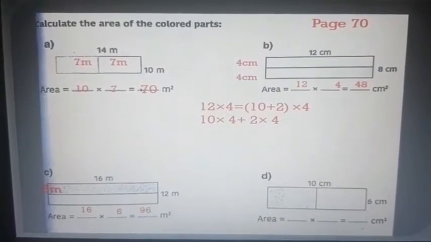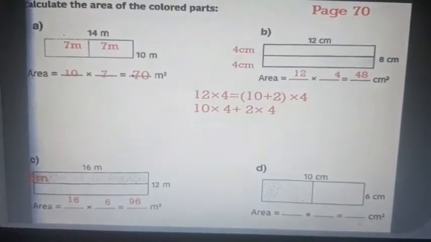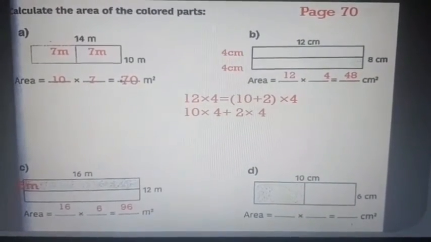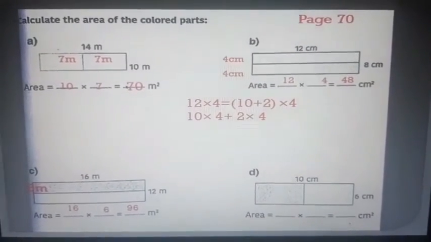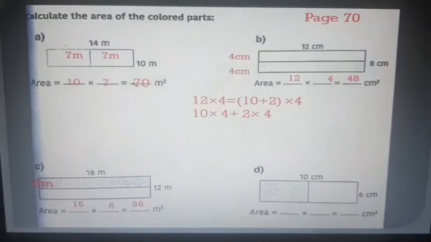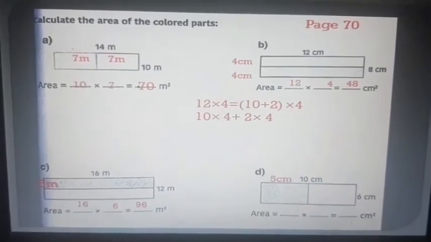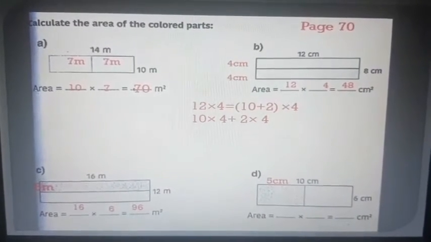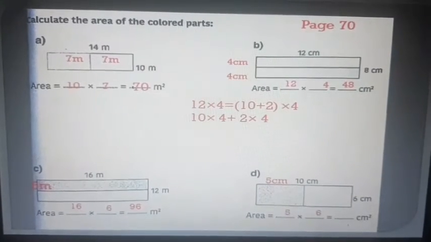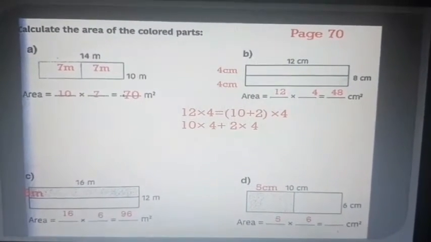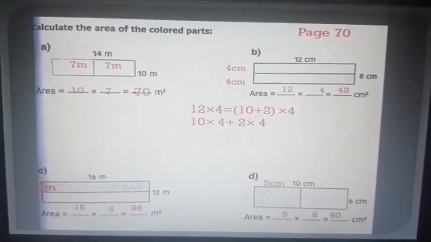Letter D, here he divided what? The length or the width? Yes, the length. So he divided here 10 centimeters into 2 parts. So each part equals 5. So I have a rectangle with 2 dimensions, 5 and 6. So 5 times 6 equals 30 centimeters squared. This is the half of a rectangle.